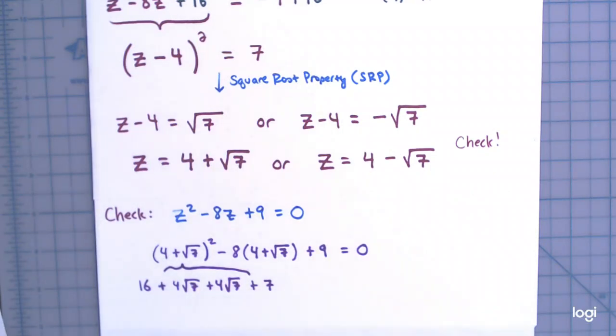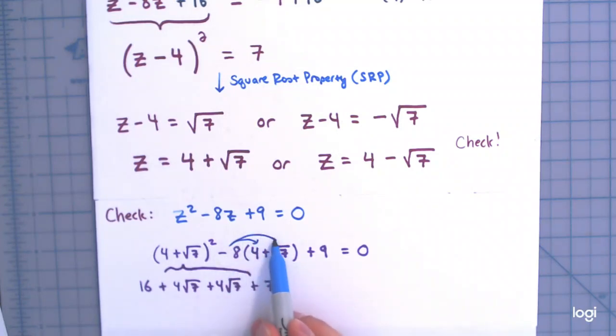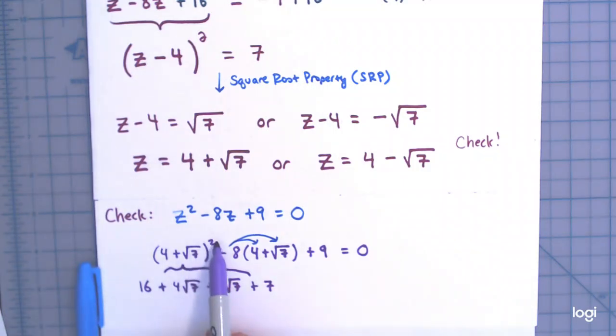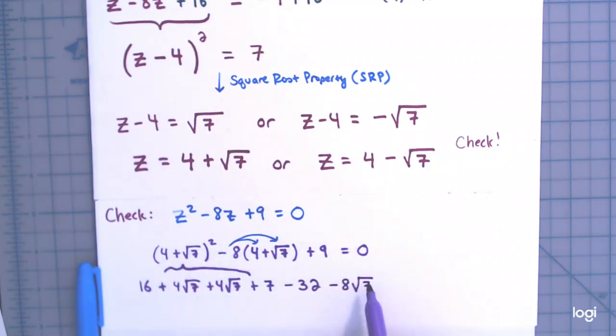All right. Then the next part, we have this minus 8 times this quantity. You can distribute this. When you have a number times a sum or a number times a difference, you can distribute there, right? You just can't distribute exponents. So it's negative 8 times 4, negative 32 for the next term. And then negative 8 times the square root of 7 for the next term. And then you have plus 9, and then equals 0. And let's see if this ends up being true.